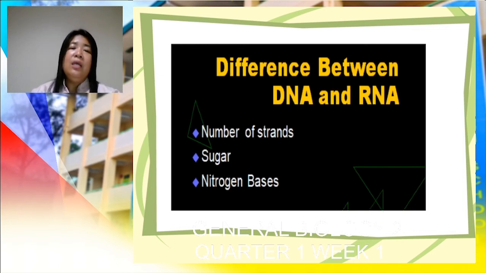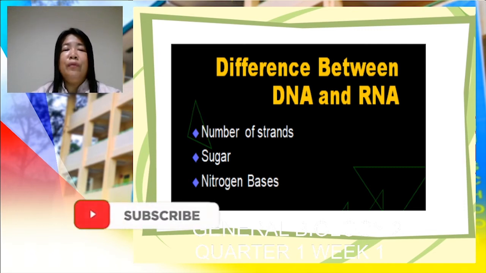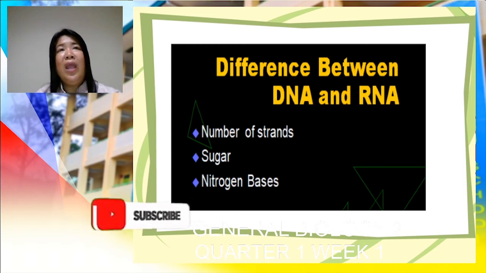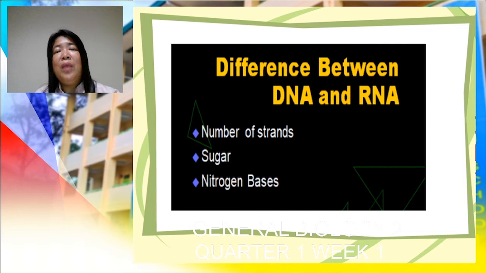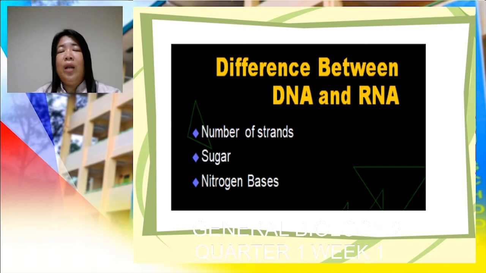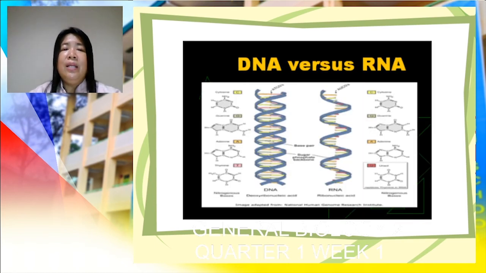Now, let us see the differences between the RNA and DNA. So we have the number of strands. Again, how many strands do we have for DNA? We have 2. For RNA, we have 1. For sugar, it's deoxyribose for DNA. For RNA, it is ribose. And for the nitrogenous base, we still have 2 pairs, but for RNA, T will be replaced by uracil. Now, this is RNA and DNA. On the left side is the DNA versus the structure of the RNA.